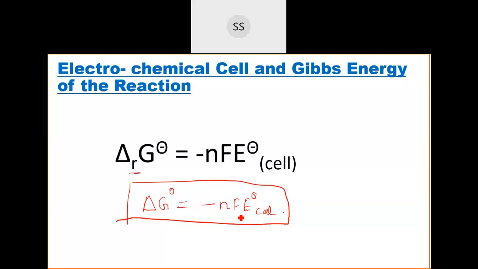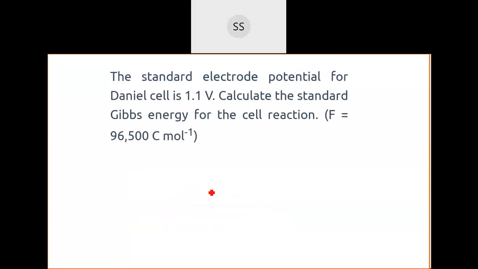In that, F is the Faraday's constant, which is taken as 96500 approximately. E naught cell will be given to you, and the n value you need to calculate. This is a very simple one. There is this relationship and the problem also.